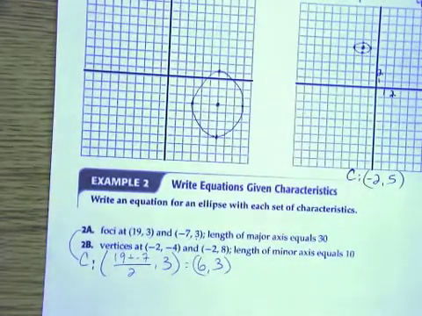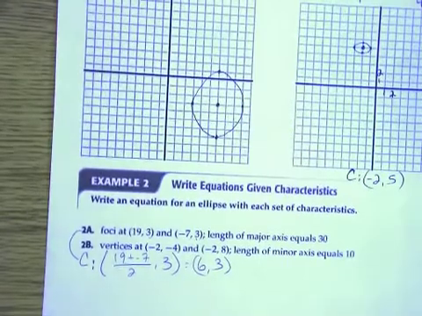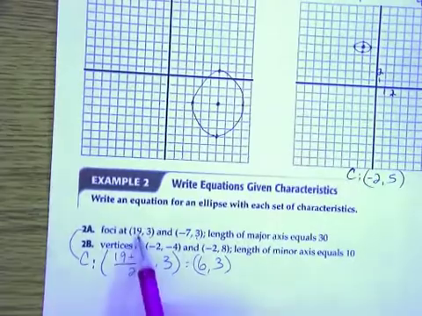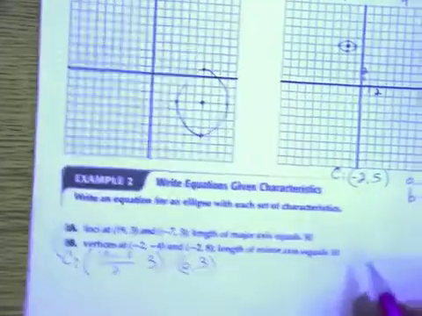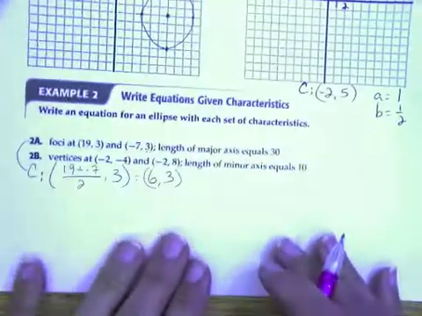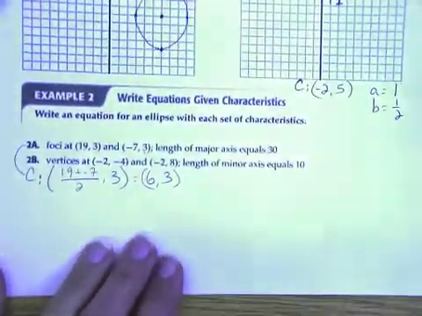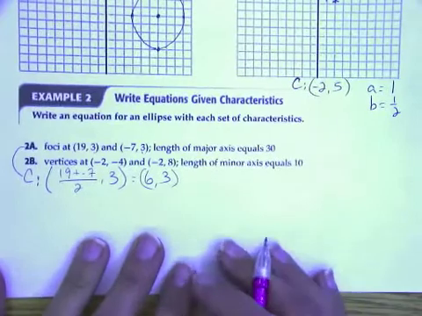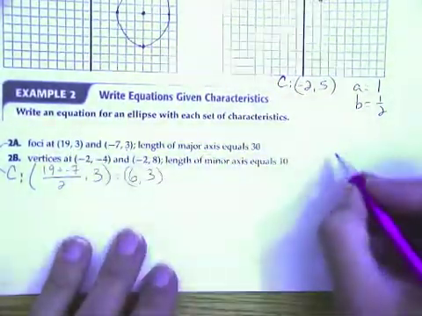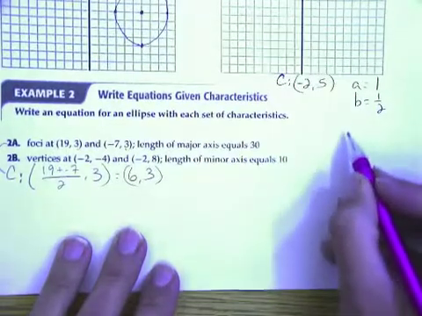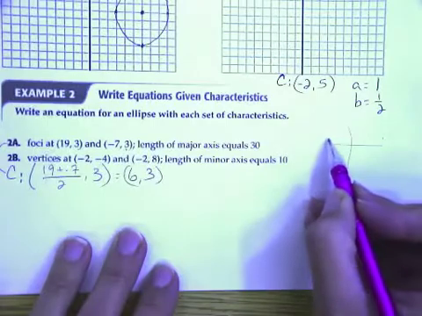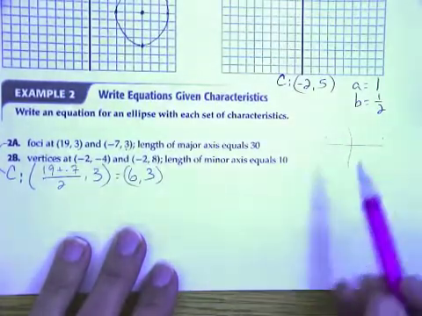So that takes care of the numerators of my fractions in the standard form of the equation. Now I've got to find the denominators. Let's kind of sketch this out. Remember, I don't like to think in terms of formulas. I like to think of things conceptually, and I think that's more important than a couple of formulas. So if my foci are at 19 comma 3 and negative 7 comma 3, then they'd look kind of like this.